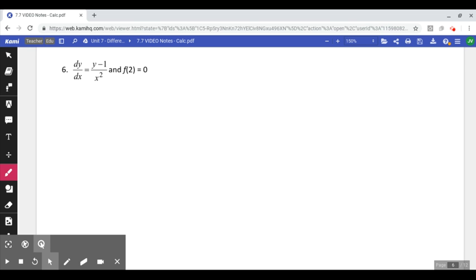In example 6, we have a differential equation with y on the right-hand side and also x. We also have an initial condition here, f at 2 is equal to 0, and that's necessary to find the particular solution, which is what we're going to do here.